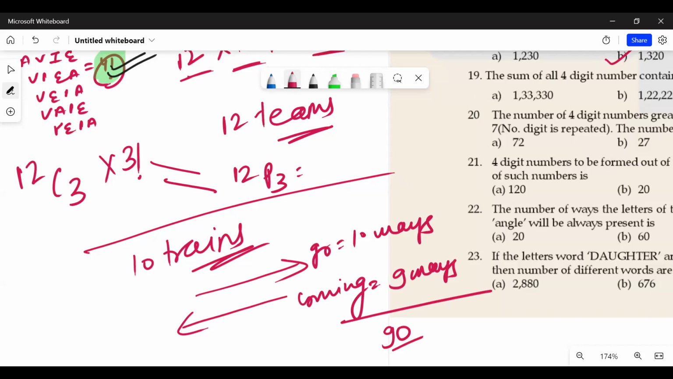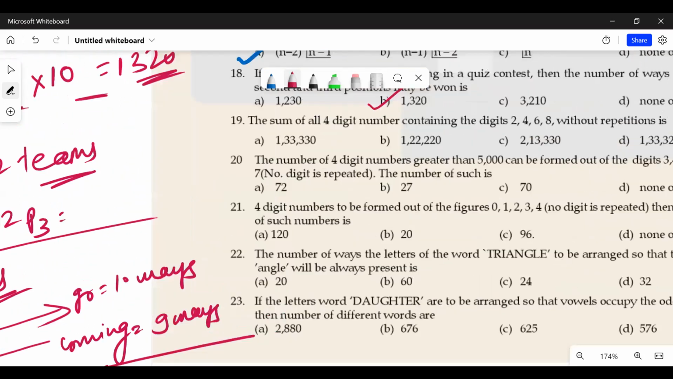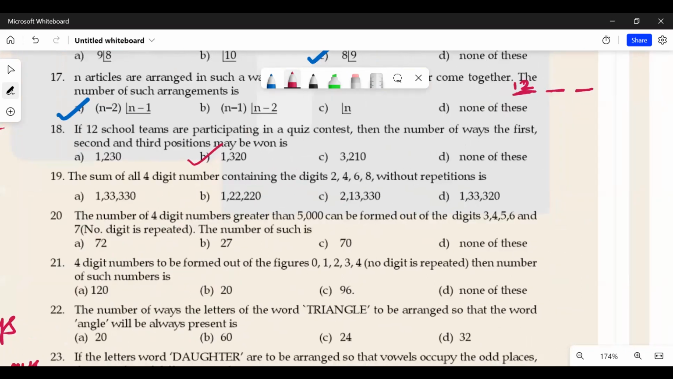Same way, the same logic. Question number 19 and all, these questions come in IIT exams. These are difficult concepts. If you start solving this, it takes long, so I'm just telling you the shortcut formula. Like, you want a 4-digit number, I'm just telling you the shortcut way.